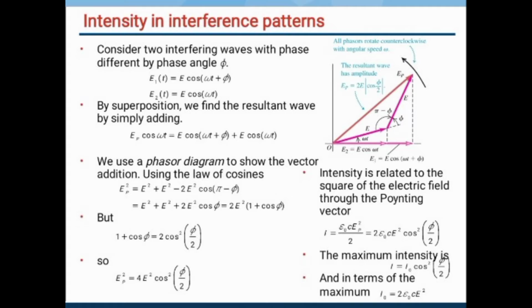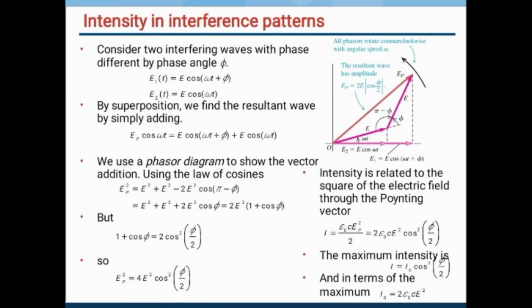Intensity in interference pattern. Consider two interfering waves with phase difference by phase angle theta. So that is a formula. By superposition, we find the resultant wave by simply adding those formulas. We use a phasor diagram to show the vector addition using the law of cosines, but 1 plus cosine theta is equal to 2 cosine squared of theta over 2.